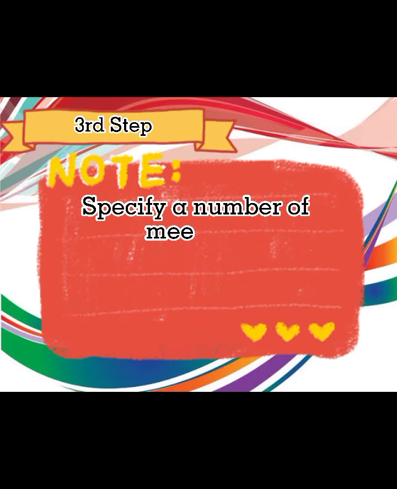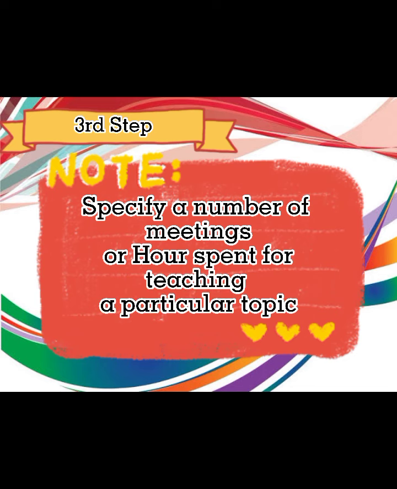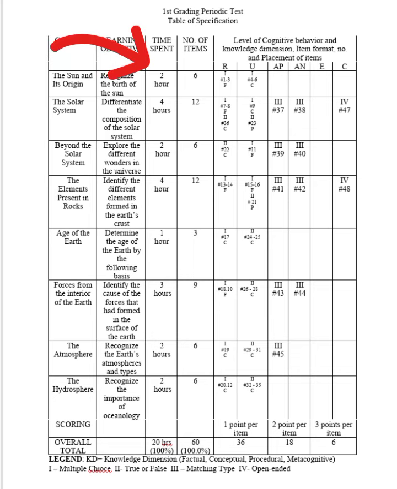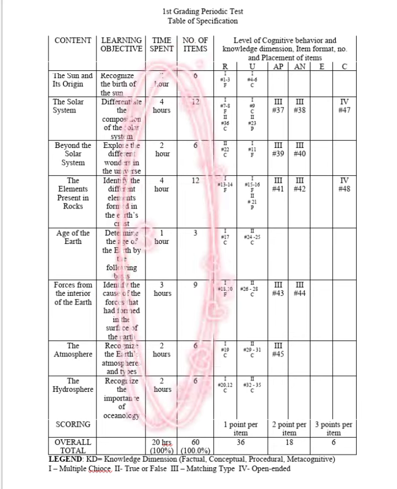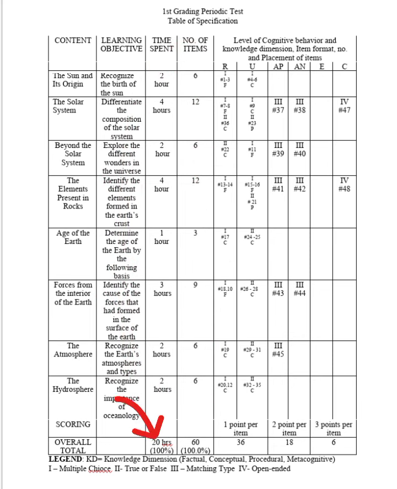Third is to specify the number of meetings or hours spent teaching a particular topic. For the first, I have 2 hours. Second, 4. Third, 3. Then 2. Fourth, 4. Then 1, 3, 2, and also 2 for the topic about the hydrosphere. To get the total hours spent, just add all the number of meetings from all the topics. The total number of hours in this period is 20 hours.